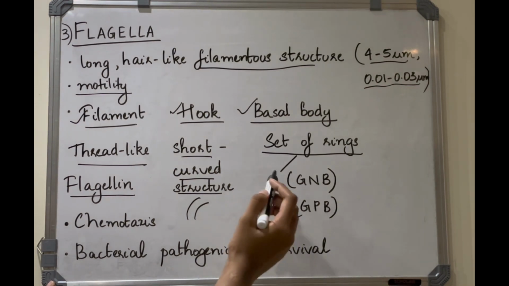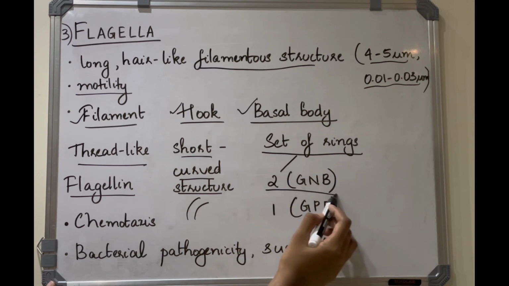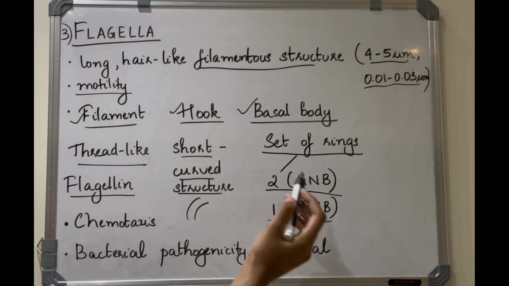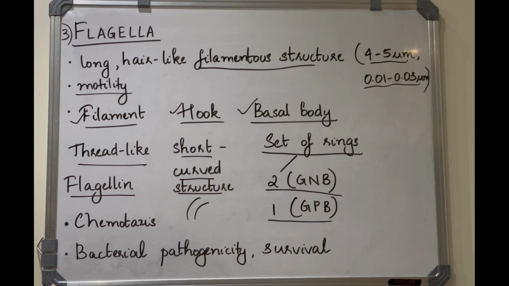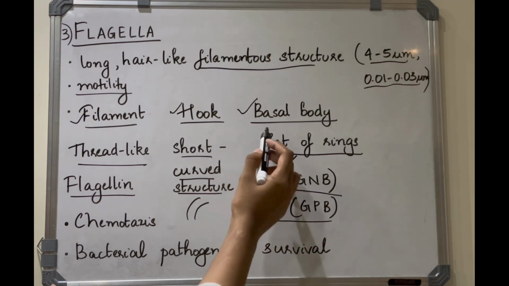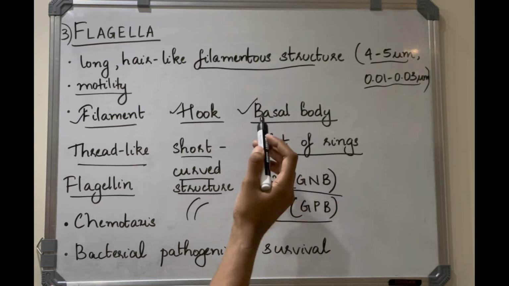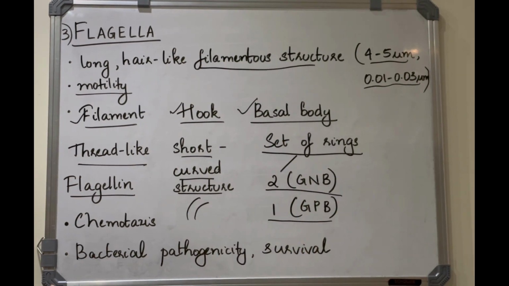There are two pairs of rings in the case of gram-negative bacteria, and there is one pair of rings in gram-positive bacteria. Some of the functions of this basal body are that it synthesizes polymers of the flagellum, provides energy for revolution, and it also regulates the movement of the flagellum.